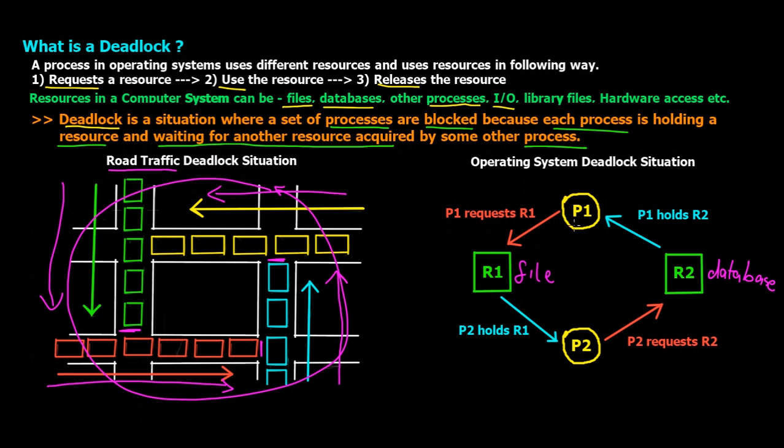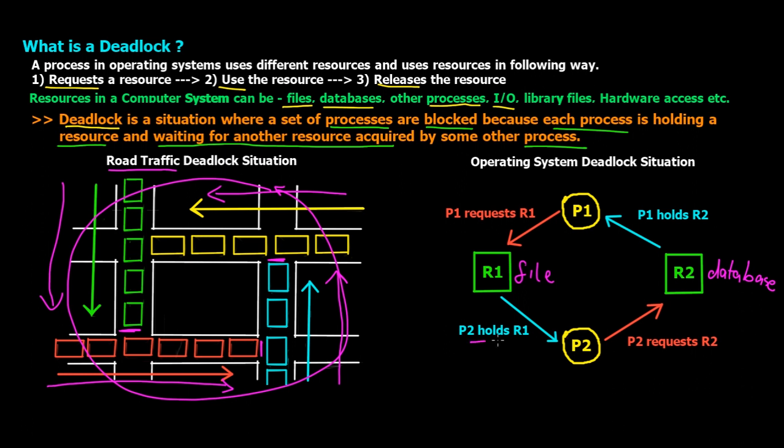Now here's a situation. P1 holds R2, which means that this database R2 is already assigned to P1. So P1 has complete access of this database R2, but P1 now wants R1, which is a file. Let's say P1 is a process which copies certain values from the database and is going to print it in the file. So that's why P1 wants access of the file, but P1 is not able to access R1 because R1, that is this file, is allocated to P2.